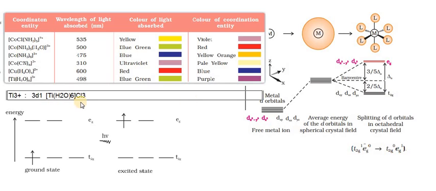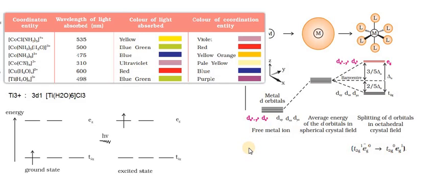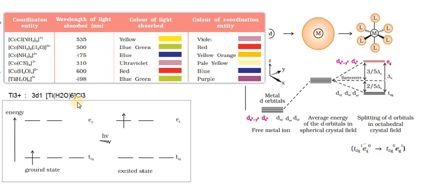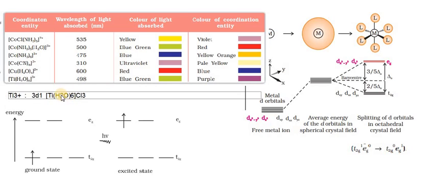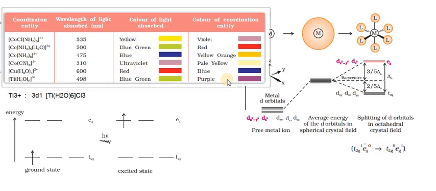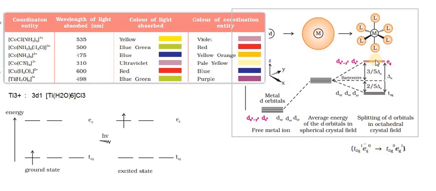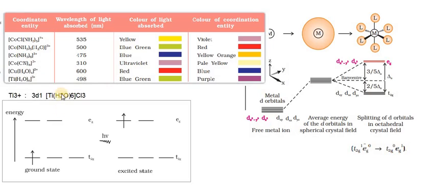Then this particular compound looks colorless. So that means the purple color is due to the presence of these ligands, and this energy level splitting is happening due to the presence of these ligands.